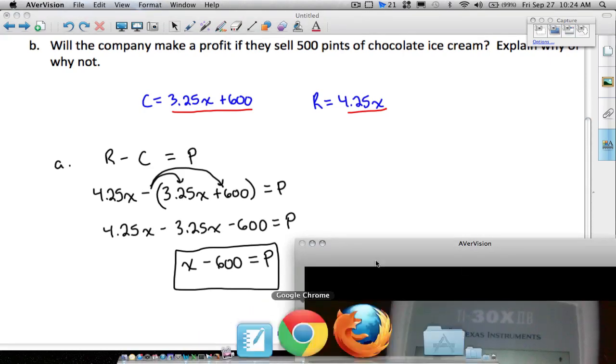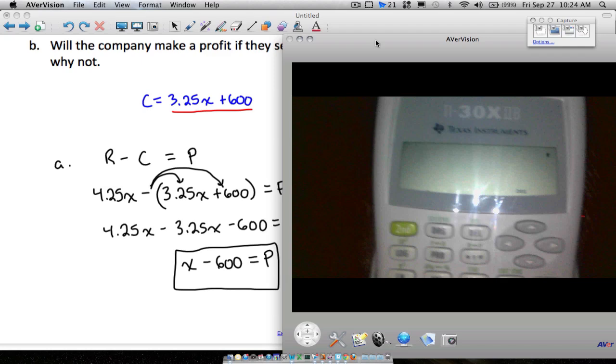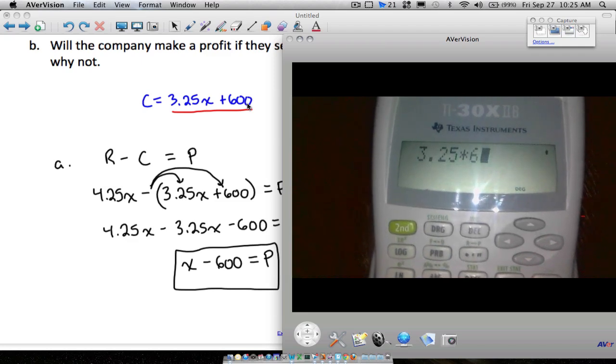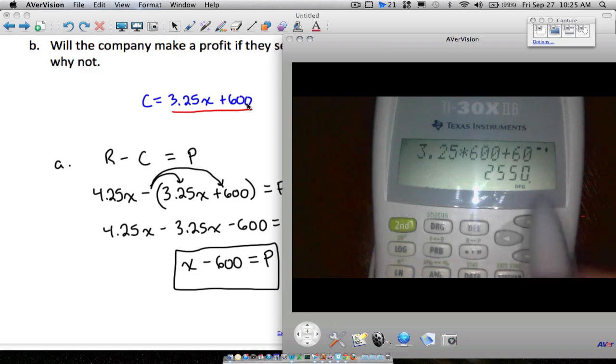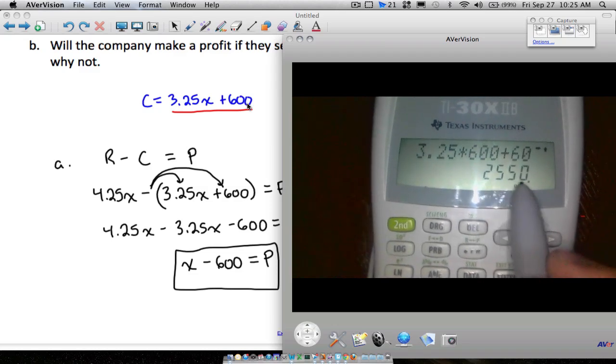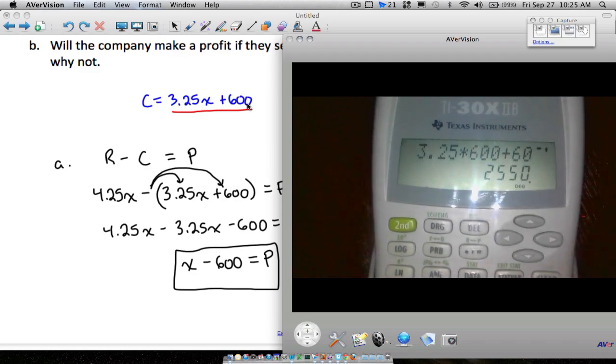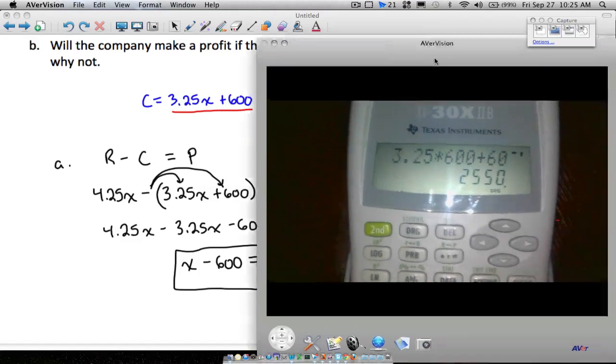So, suppose the company made just 600 pints. How much is that going to cost them? Well, the cost function is $3.25 times the number of pints plus 600. So 3.25 times 600 pints plus 600 additional dollars. It's going to cost them $2,550 just to make those 600 pints of ice cream.